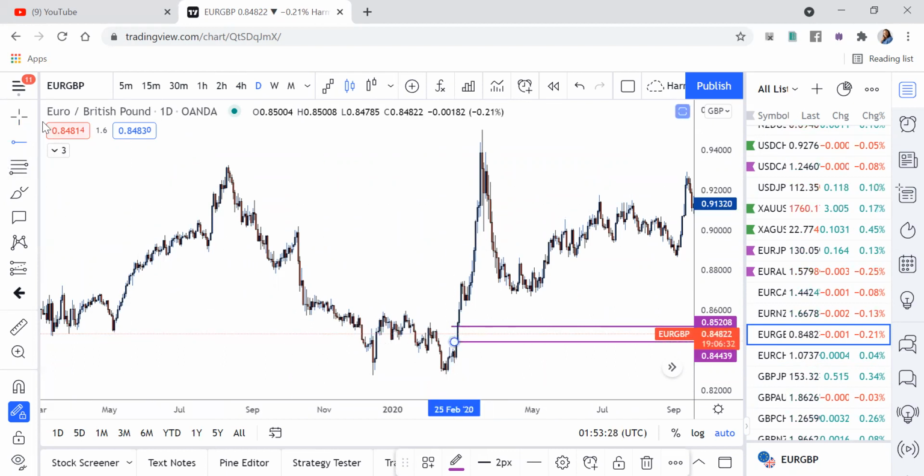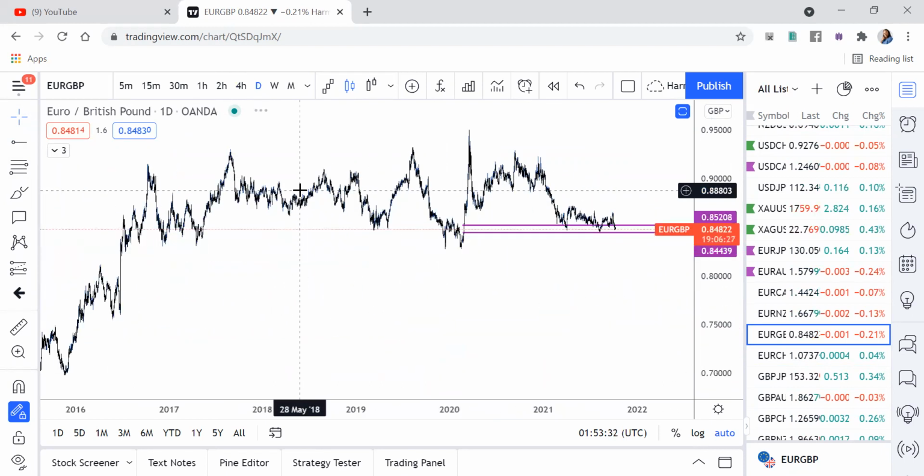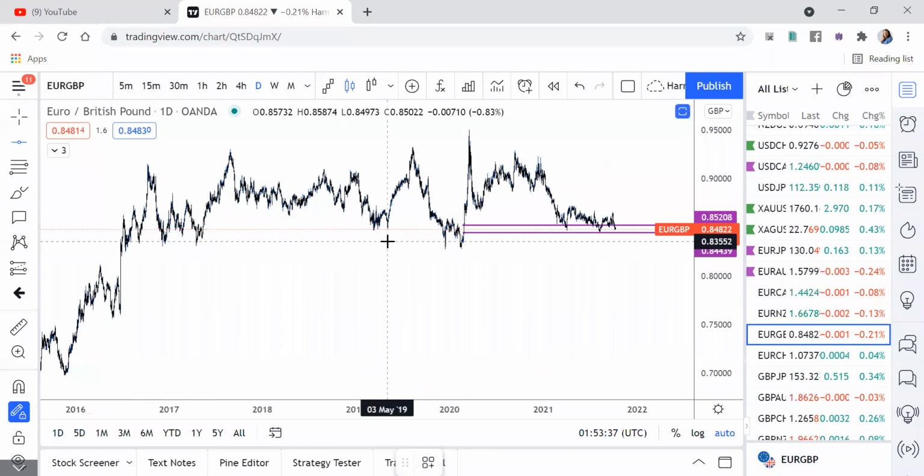We got imbalance here. That structure here as well.